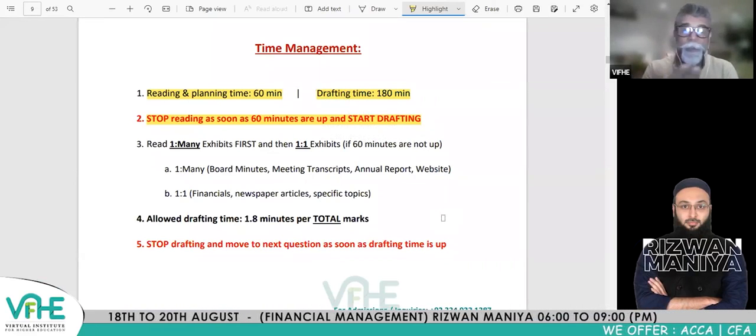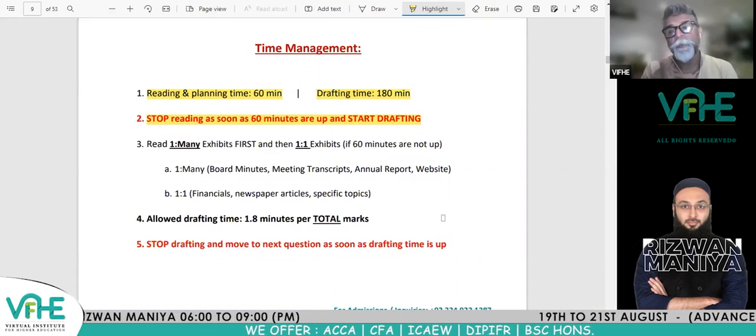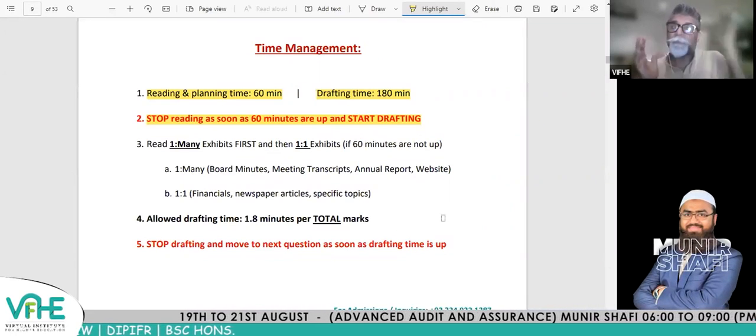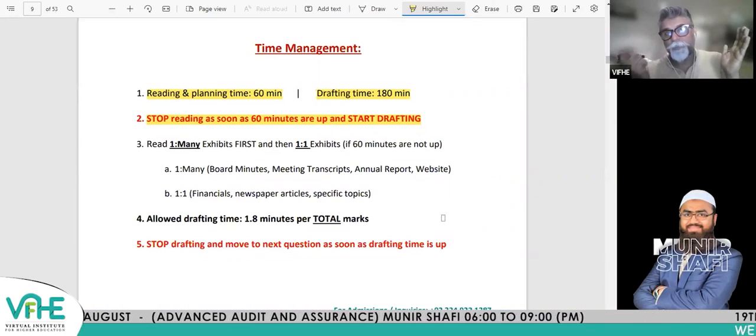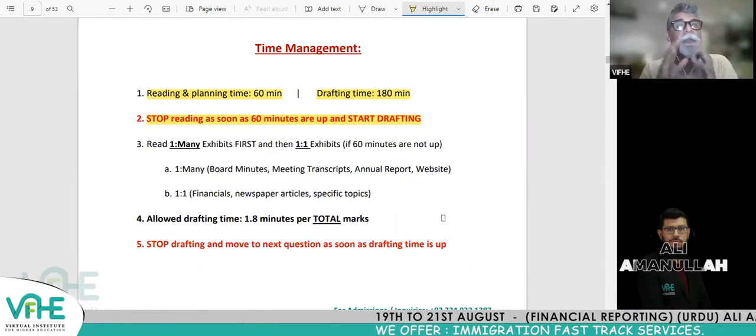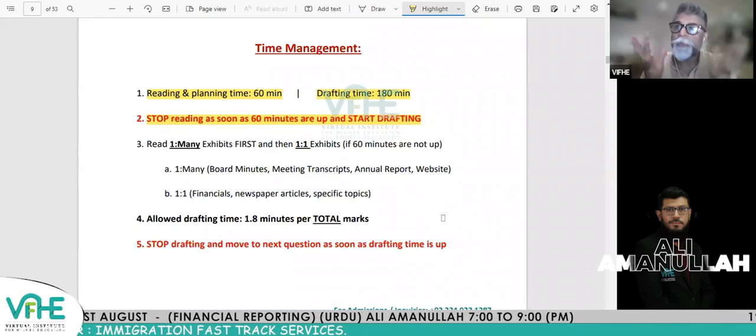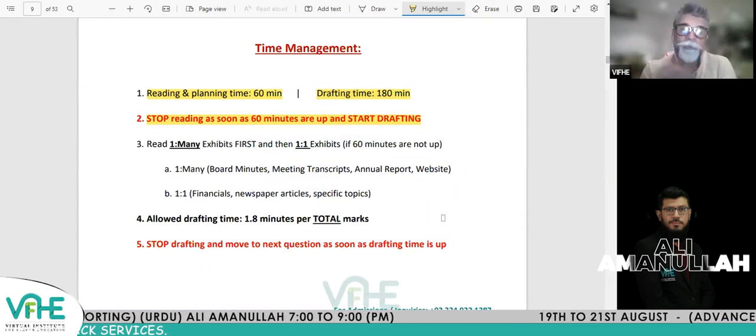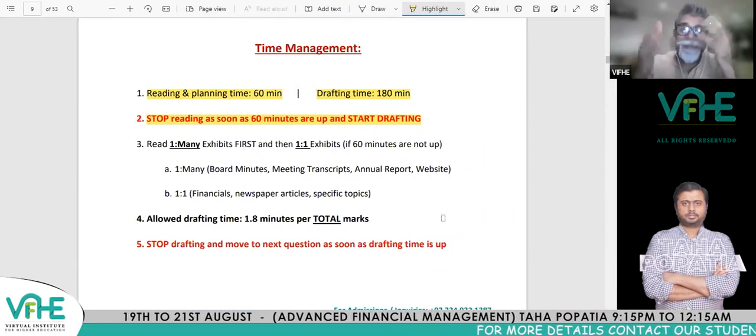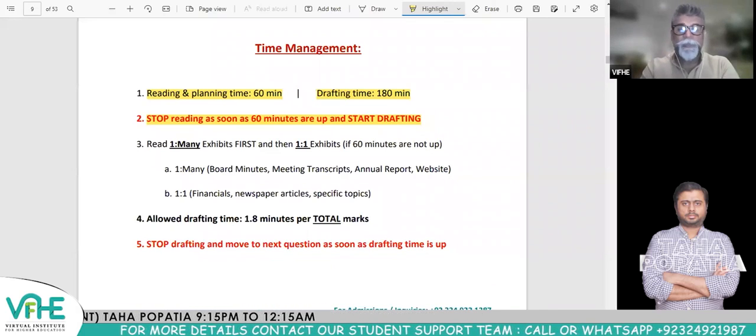In fact, many students don't even read the 1:1 exhibits. Why? Because they will just read it when they start the question, because it is so specific that there's no point in reading it early. Once you start drafting, you will need to read it again anyway. So many students just identify the 1:1, but read it later when they're actually drafting the answer of that particular question. This is how you can utilize your first 60 minutes really productively by focusing more on 1:many exhibits. For 1:1, you just identify which ones they are, and read them later on. In this way, you can get a head start.